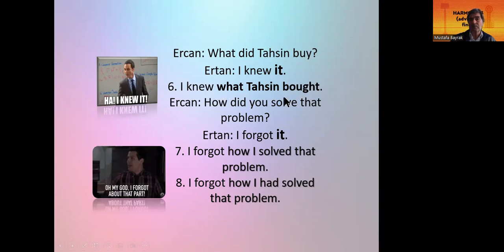But yes, there is uncertainty. For example, if we say, what did Tahsin buy? Tahsin bought a computer. Instead of a computer, we say, I knew what Tahsin bought.